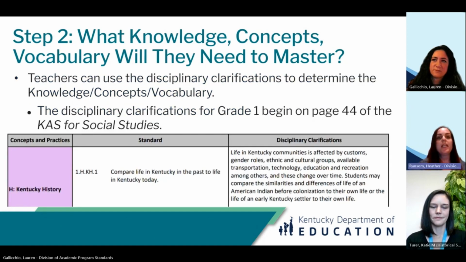So next, to really get into that section and get a little bit more about what kids may need to know to help them really to master this standard, we can look at the disciplinary clarifications. So here's the disciplinary clarification for this standard. It says life in Kentucky communities is affected by customs, gender roles, ethnic and cultural groups, available transportation, technology, education, and recreation, among others, and these change over time. Students may compare the similarities and differences of life of an American Indian before colonization to their own life, or the life of an early Kentucky settler to their own life.